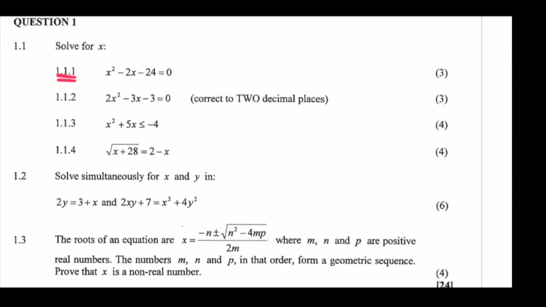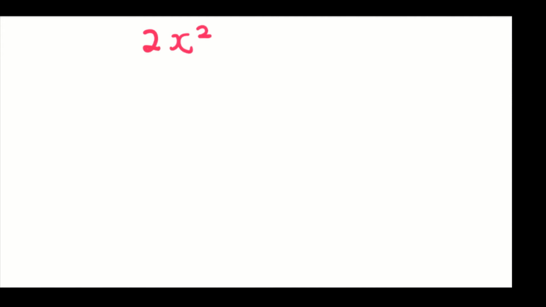In 1.1.2, we are going to solve this problem here and correct to 2 decimal places. So whenever we see these words of correct to 2 decimal places, it tells us that we need to use a quadratic formula. So we're having 2x to the power of 2 minus 3x minus 3 is equals to 0.